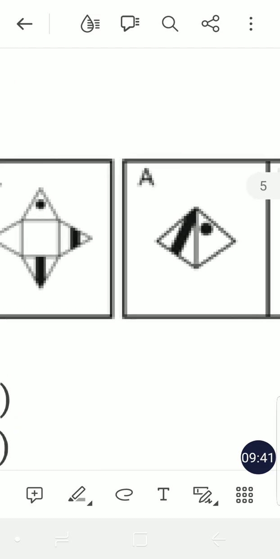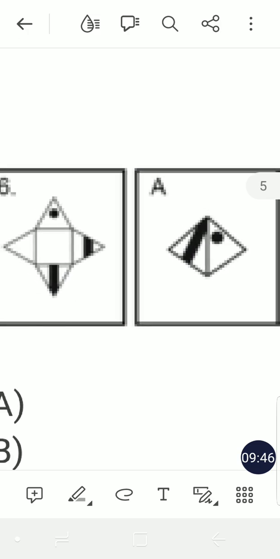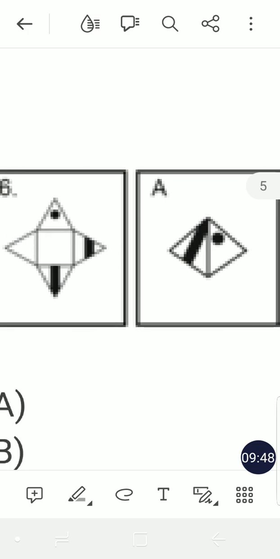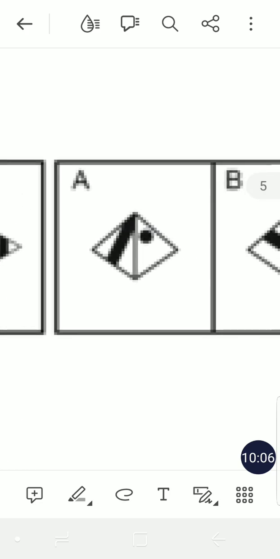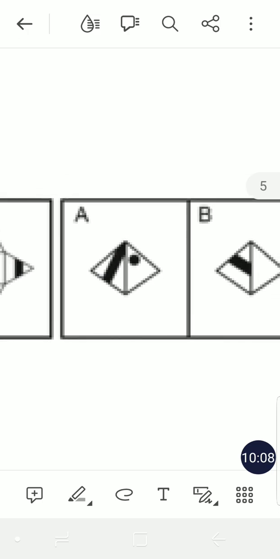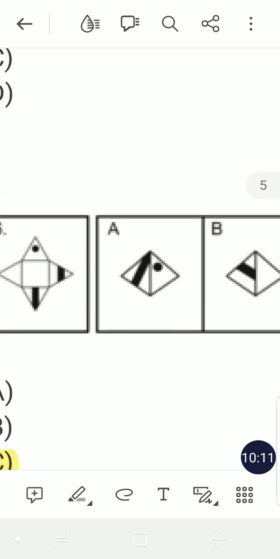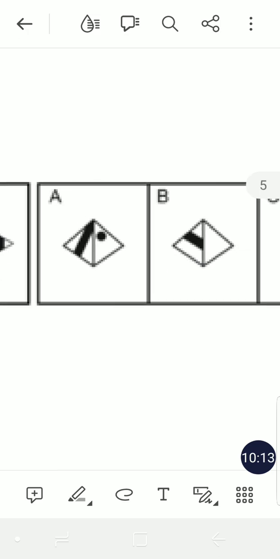So choice A just doesn't work, because the longer vertical line is opposite the dark dot, whereas here they're right beside each other, so that fails the pattern or the sequence.